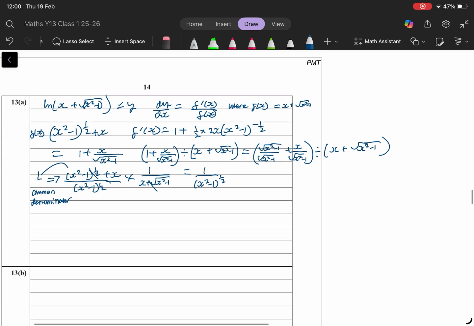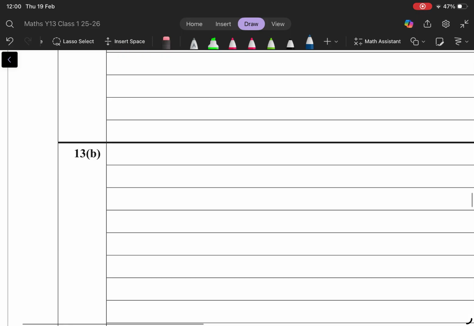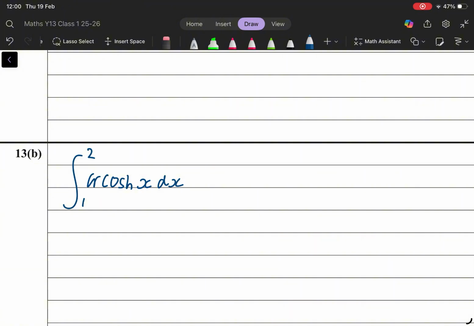There we go. That's that. 13b, hence find the integral of 2 to 1 of arcosh of x dx. So we know that arcosh is an ln, and so the only way to integrate that is by integration by parts. However, if we split into that ln form, it's probably going to get messy. And we just worked out the derivative of arcosh, haven't we?